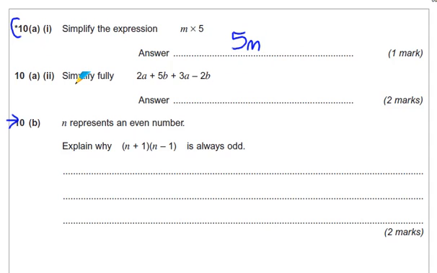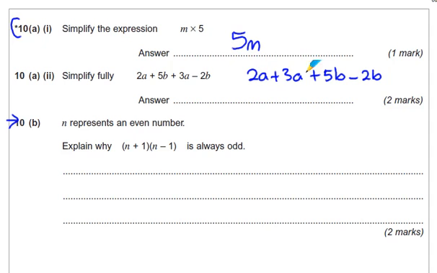Part A, number 2, simplify fully 2a plus 5b plus 3a minus 2b. Now, I need to collect together my a terms and my b terms. So the first thing I'm going to do is rewrite that as 2a plus 3a and then plus 5b minus 2b. You'll notice that I've taken the sign with the term: that plus 5b is plus 5b, plus 3a is plus 3a, negative 2b, minus 2b, still remains there as minus 2b.